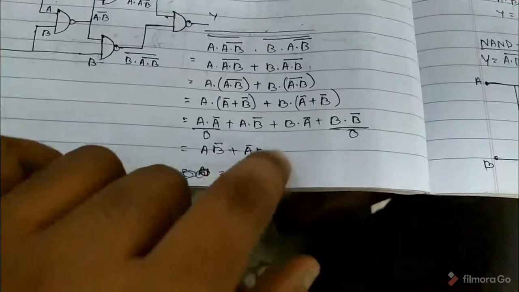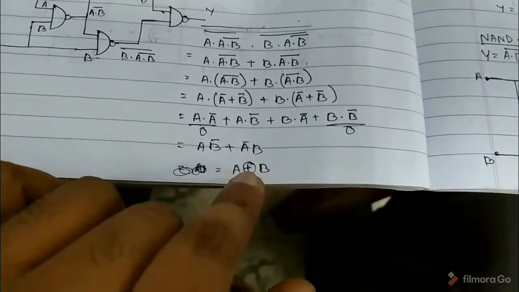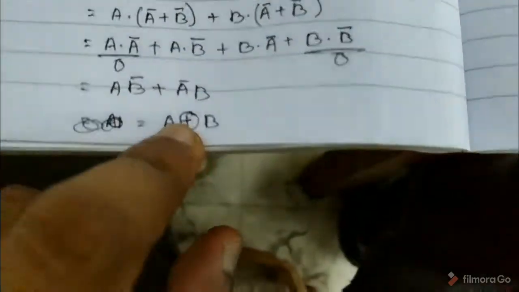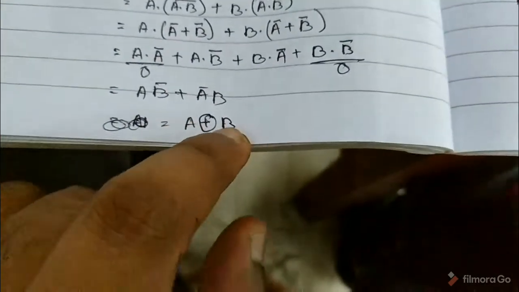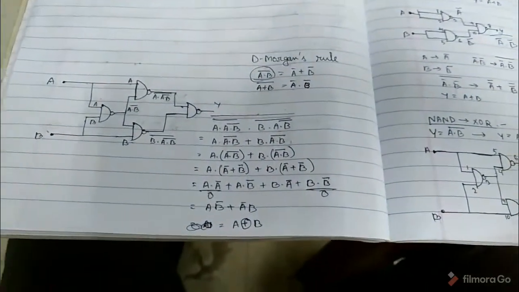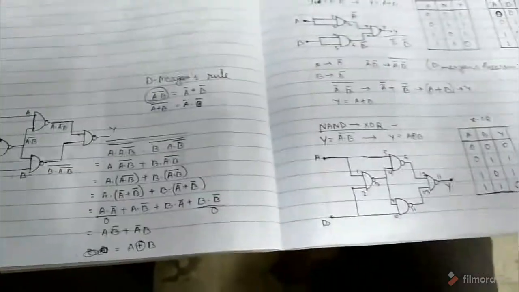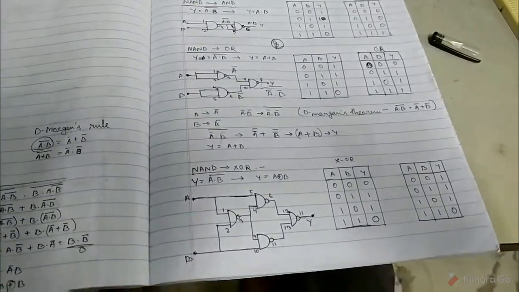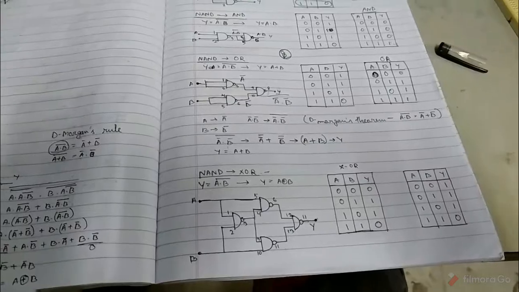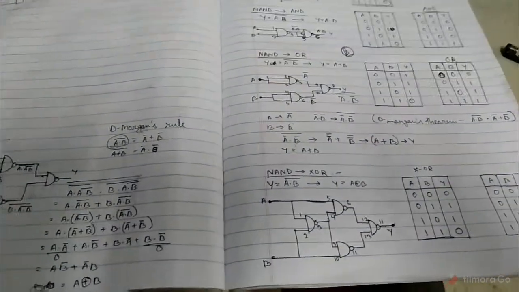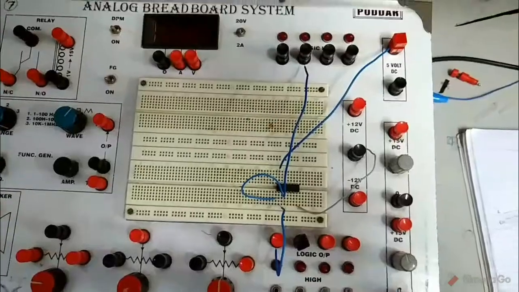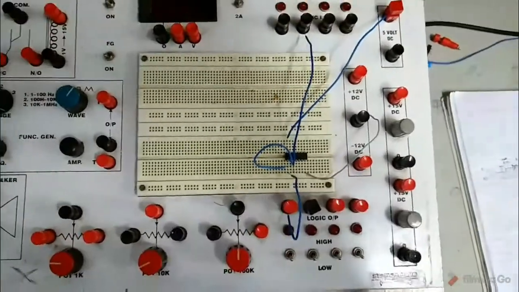This is the equation of the XOR gate, and the symbol of XOR is a plus sign inside the circle. A XOR B. This is the construction of an XOR gate using NAND gates. So this is all about this lesson, and tell me if you have any problem. Thank you. And now the circuit has been connected.